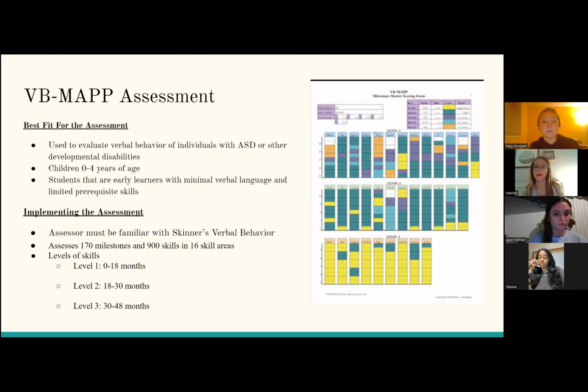So the levels are on the bottom left of the screen. And if you look on the right, that is the way that the VB-MAPP scores are tracked, and each different color goes for each assessment. So you can see the progress that the child is making.